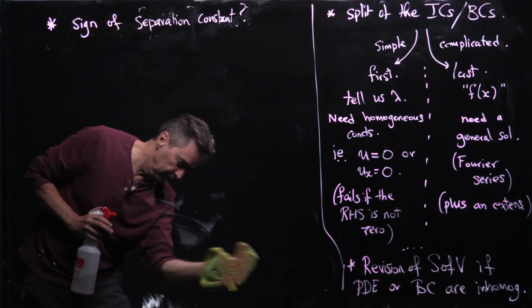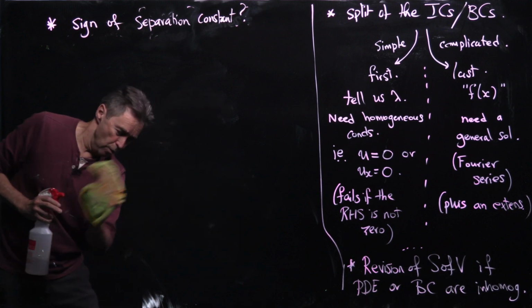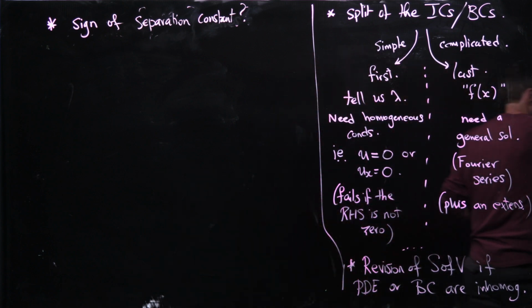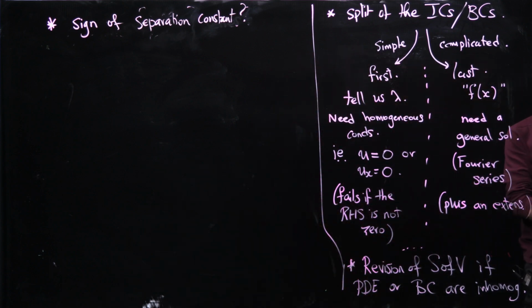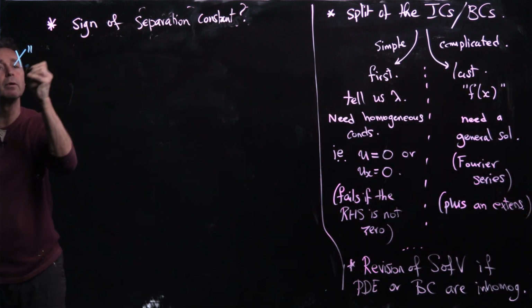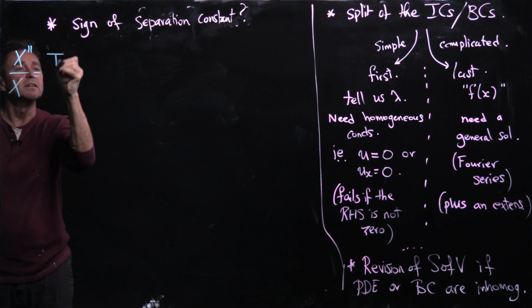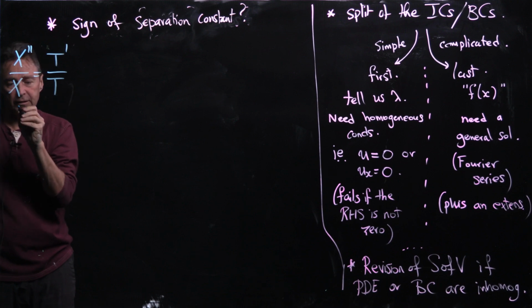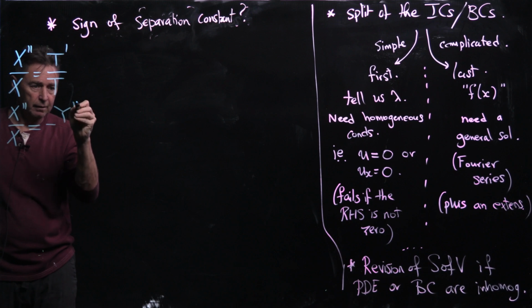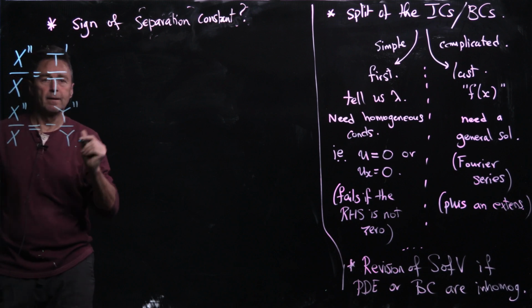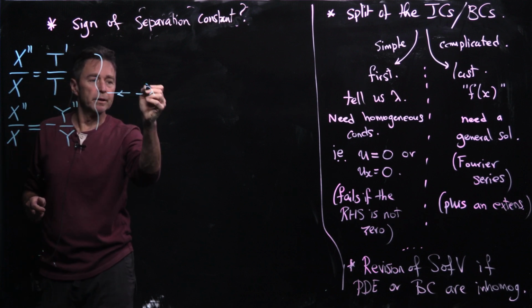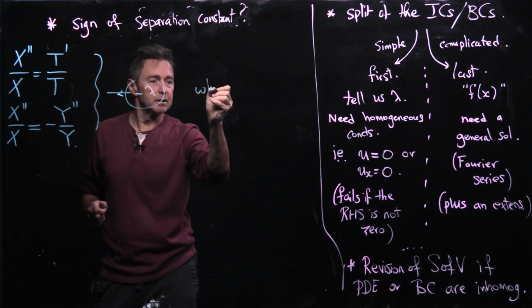Let me indicate why I say that and how you can see it all. So this is all about the sign of the separation constant. Right, so we had x prime primed over x is t prime primed over t in the first case. In the second case, I had that. Right? And what we did in both cases, we said that that was minus lambda. But why the minus?